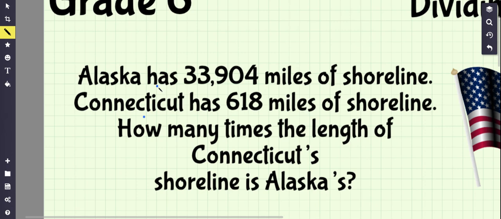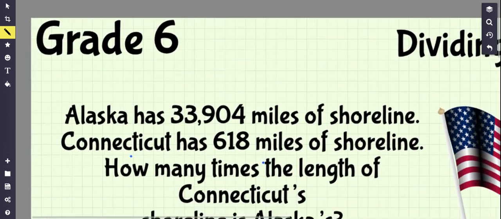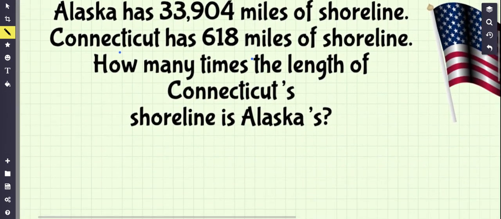Alaska has 33,904 miles of shoreline. Connecticut has 618 miles of shoreline. How many times the length of Connecticut's shoreline is Alaska's? So we're going to have to divide this.